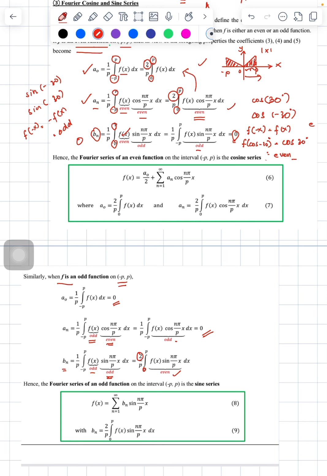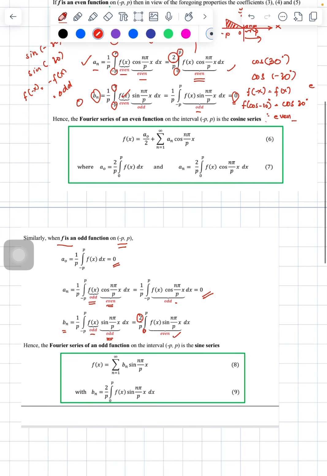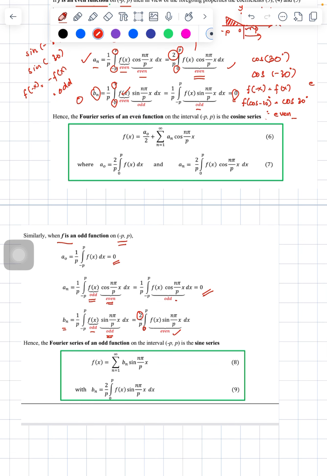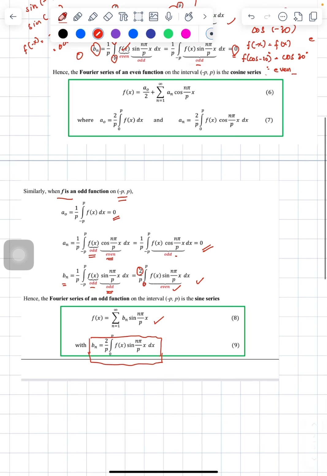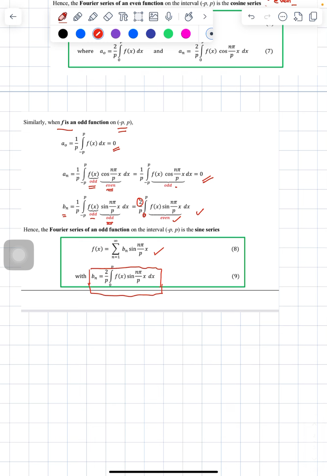So for an odd function, we only have bn since a0 and an equal 0. So this is the Fourier series for an odd function. This is the formula for bn. Okay, this formula will be given. Okay, example.